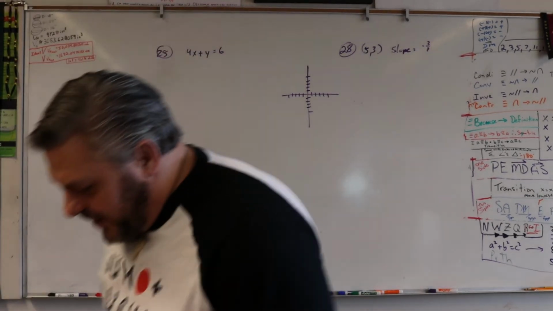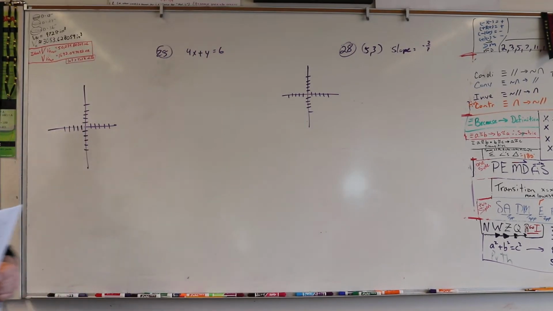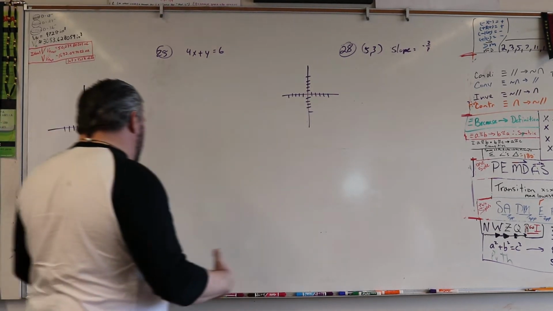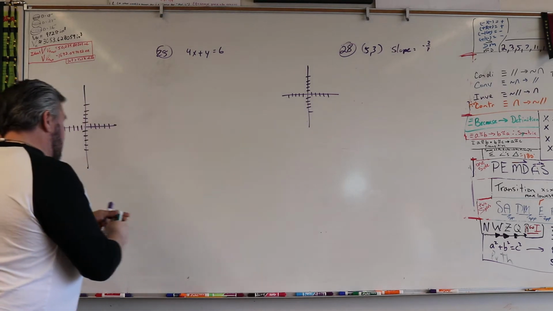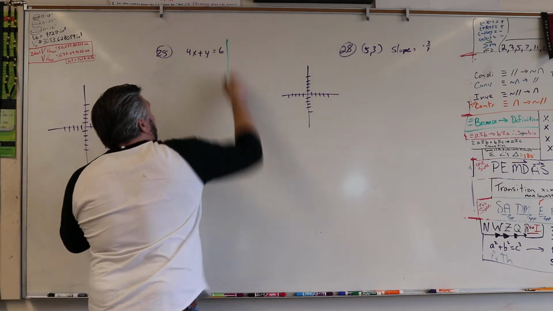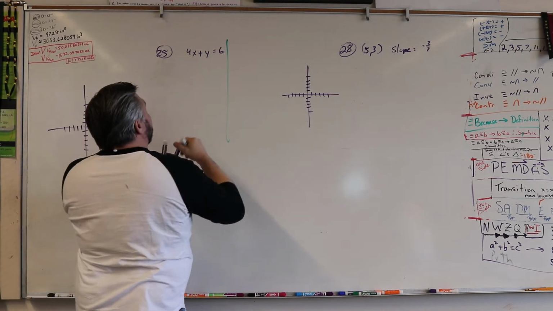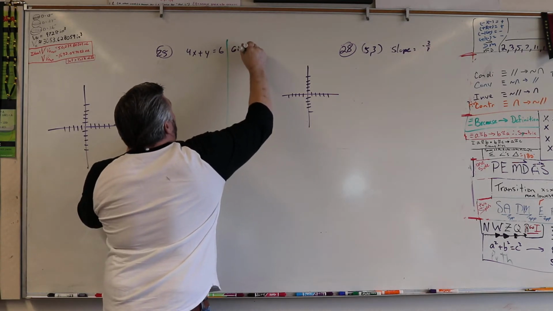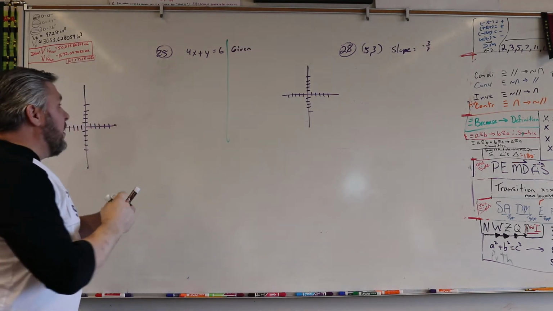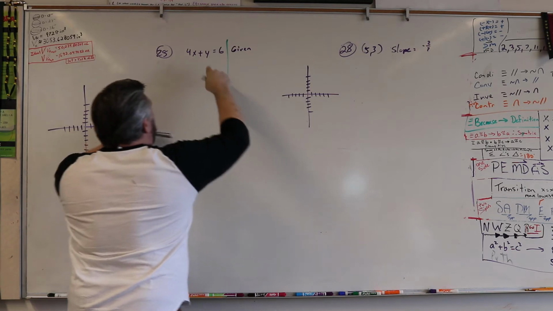So for number 25, we're writing the slope intercept form for the equation. All you got to do is solve for y. Okay? So when we're doing this, this is obviously our given, because it was written for us. And then from there, you're going to go to the next step. I want to solve for y.